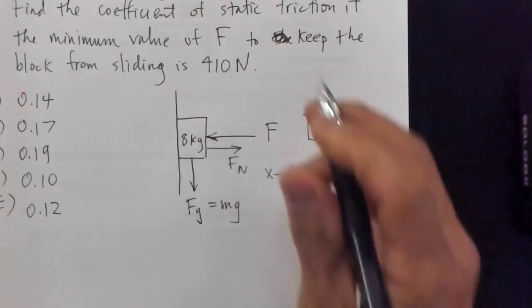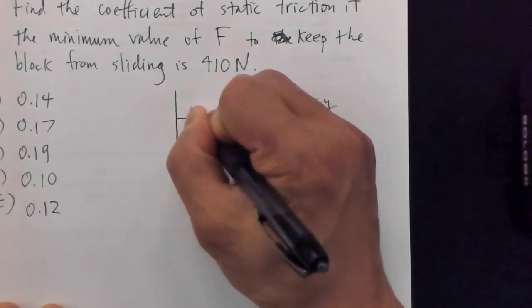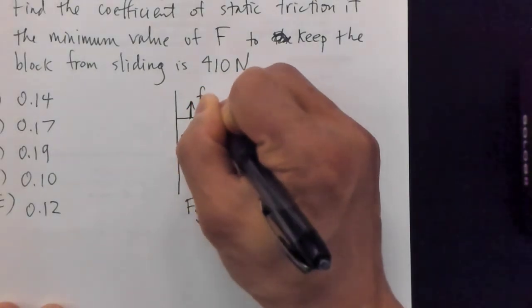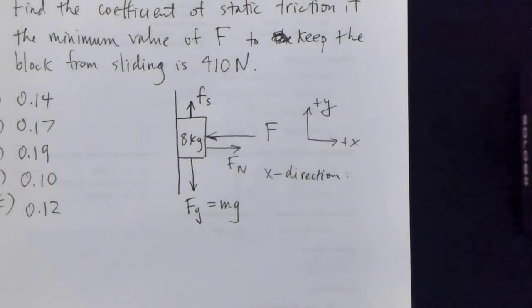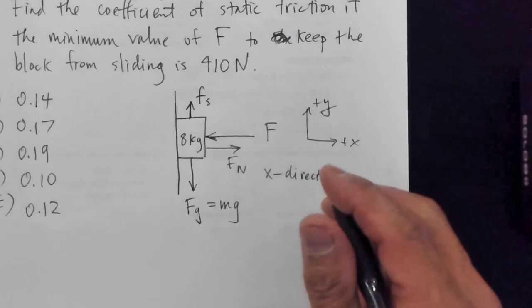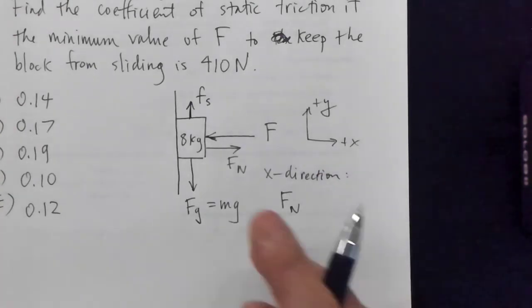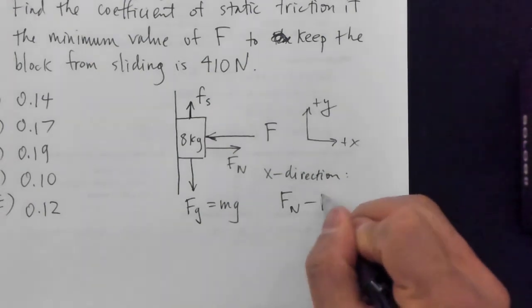Then we have the force of static friction. If there was no friction, the thing would fall down. So the static friction force is pulling it up, going in this direction. That's the force of static friction, Fs. If you look in the x direction, Fn is in the positive direction, and F is in the negative direction.